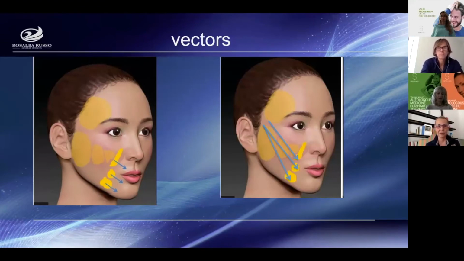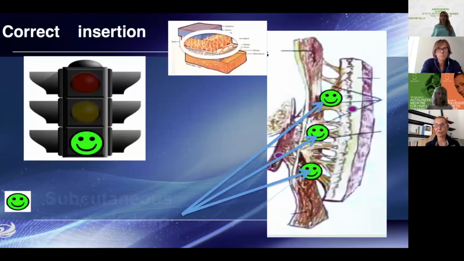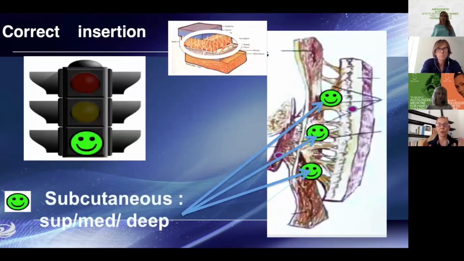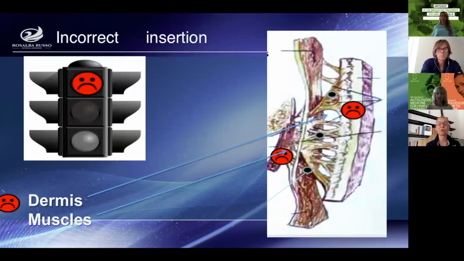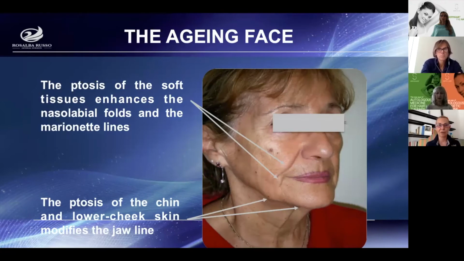So you can see a slide of this superficial fat compartment, and how you can tighten it. This is the vector that normally you have to use. And where you insert this suture, you have to insert at the subcutaneous level, superior, medial, or deep, because if you go too deep or too superficial, the patient feels pain, in the dermis or in the muscle. So, and you come back with the cannulas.